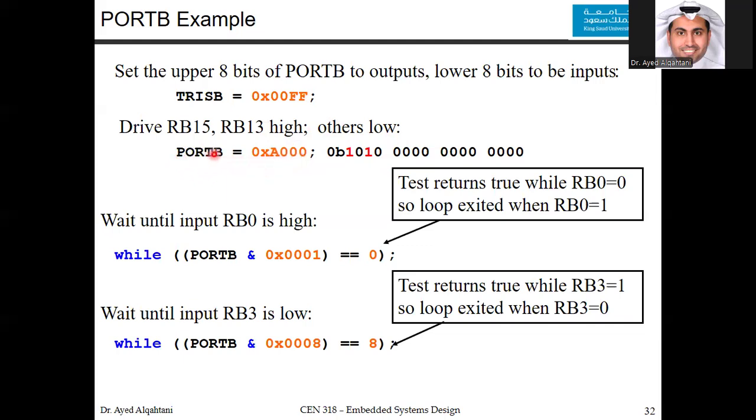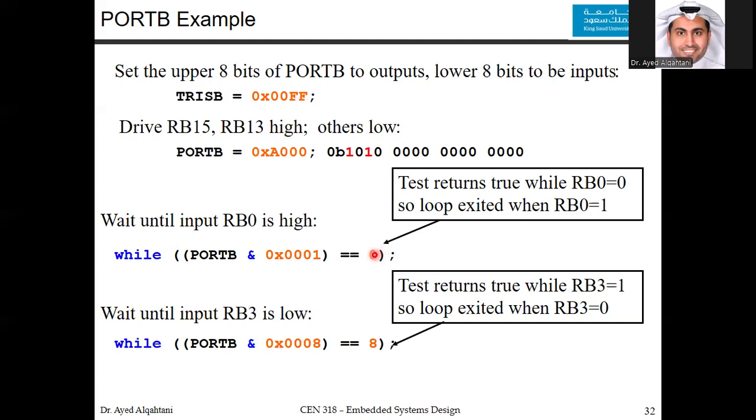I say PORTB is equal to 0x0000. Let's see these while loops. What do they mean? Here we have while PORTB and, be careful, this is bitwise AND 0x1000 is equal to 0. This means, and be careful of this, we have a semicolon here. So the while, after the condition, has nothing in the body. This means that you will be stuck in this while loop as long as the condition is true.